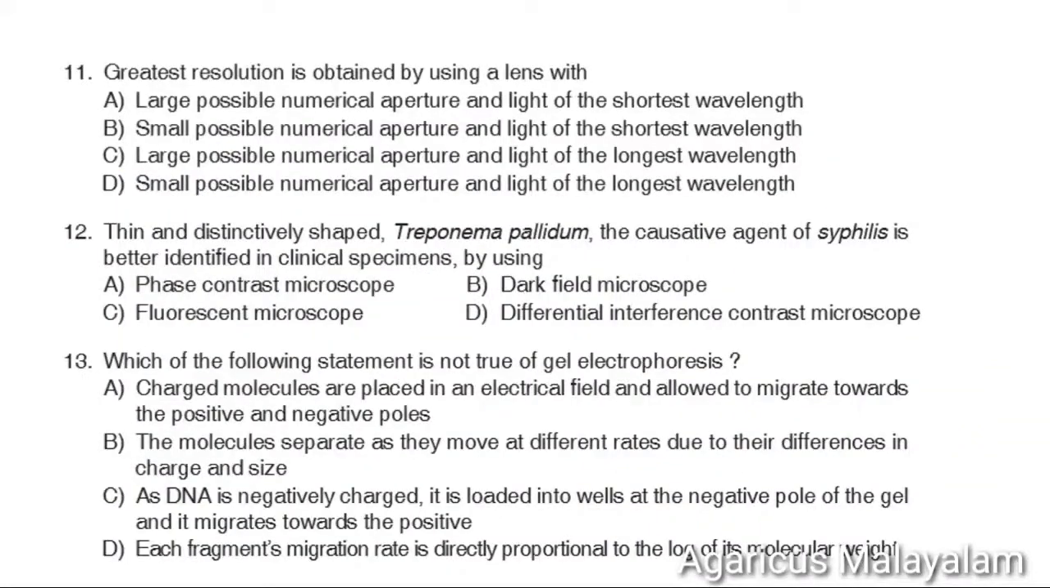11th question, greatest resolution is obtained by using a lens with. Correct answer is option C. Large possible numerical aperture and light of the longest wavelength. 12th question, thin and distinctively shaped Treponema pallidum, the causative agent of syphilis, is better identified in clinical specimens by using. Correct answer is option B.